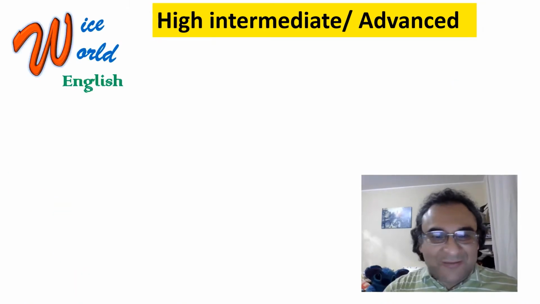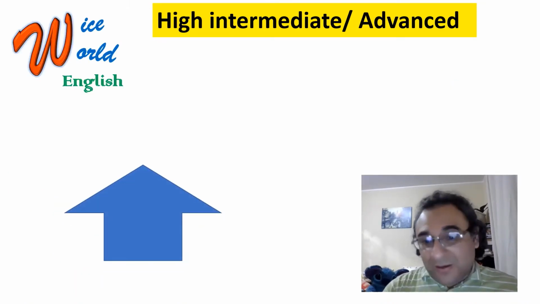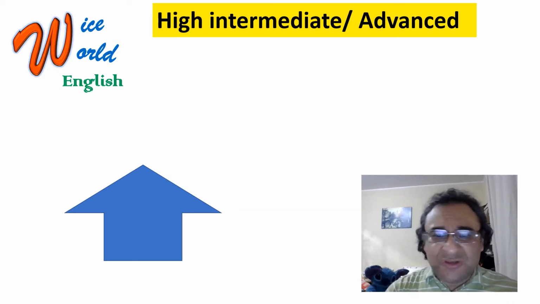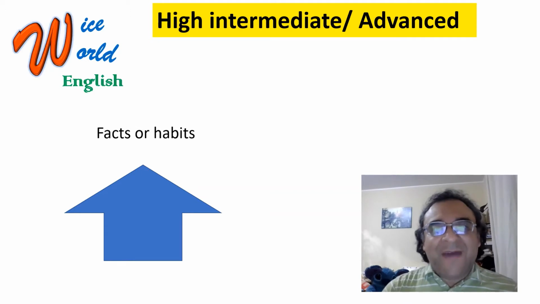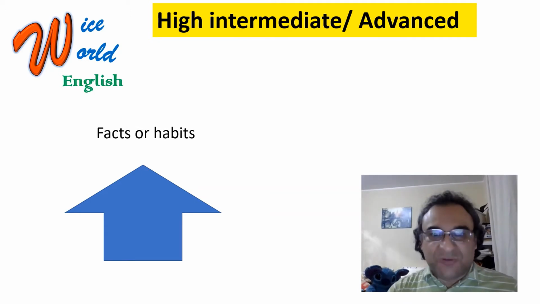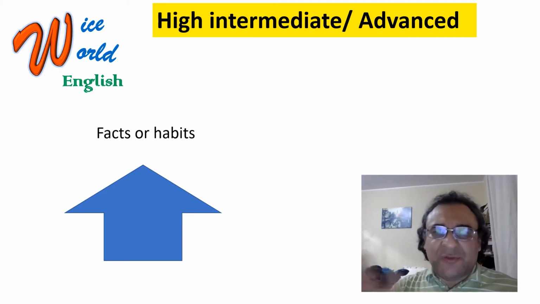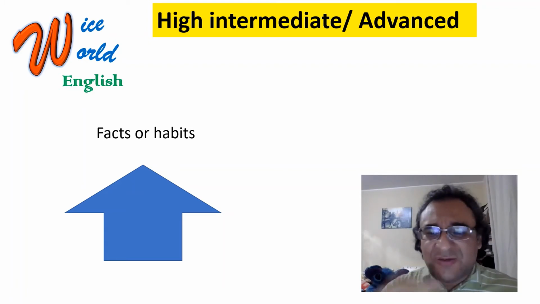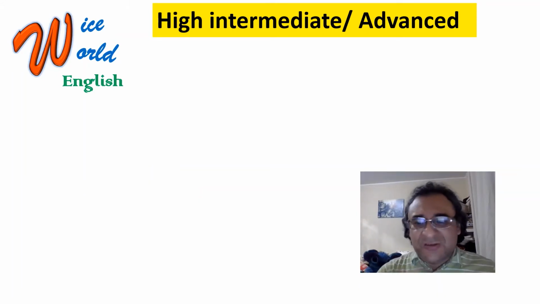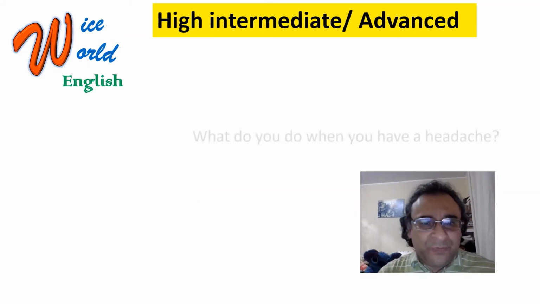Okay, let's get started. When do we use the zero conditional? Well, we use the zero conditional to talk about facts or habits. Okay, think about this: facts or habits, things that are real for us, for you, and habits, routines, things that you do all the time or things that happen to you all the time. Okay, so let's take a look at this example.